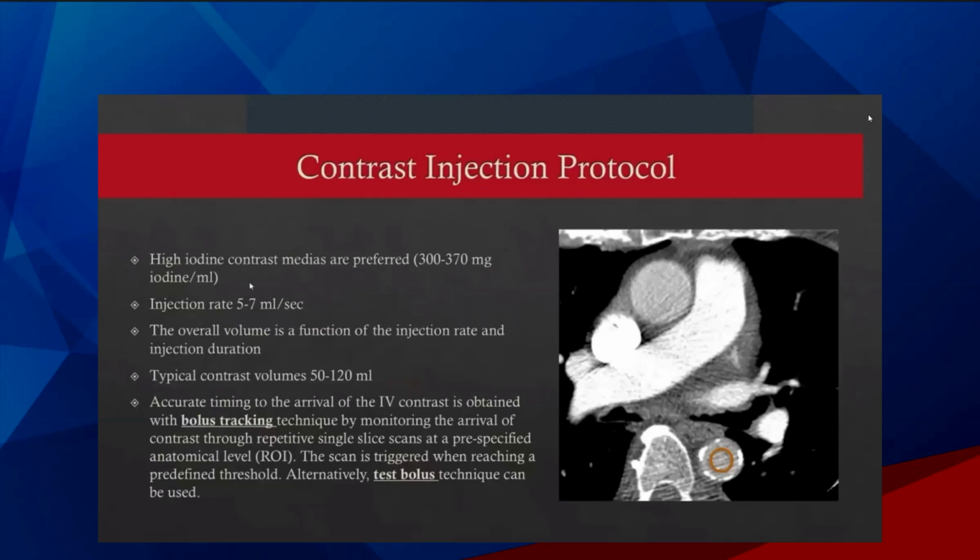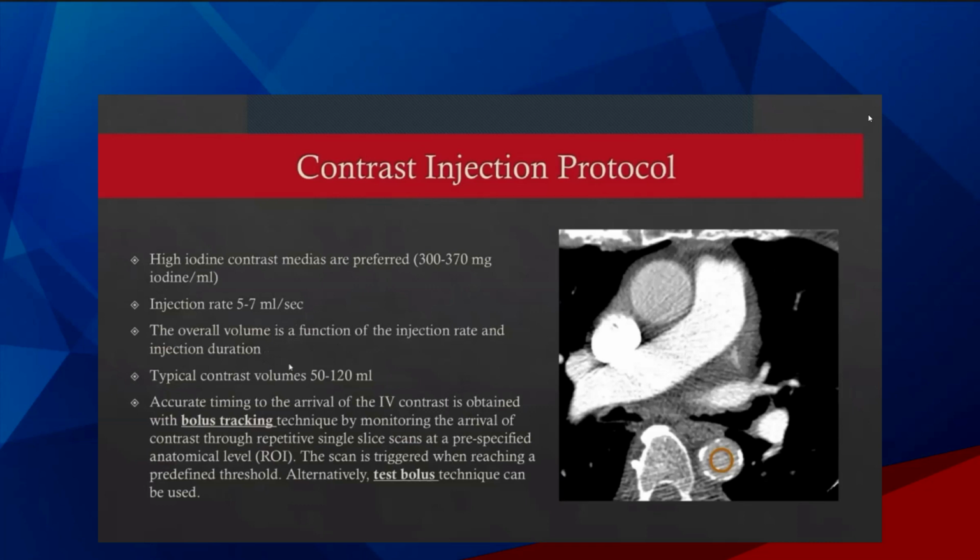Injection rate, 5 to 7 milliliters per second. Generally, we don't try to go below 5 cc per second, even for the small patients. Sometimes you may have an issue where the IV is not as good. Sometimes with a smaller patient, you may be able to get away with a slightly lower injection rate, but I would not recommend going below 5 unless you absolutely have to. That's why it's important that you have the IV that you need. The overall volume is a function of the injection rate and injection duration.